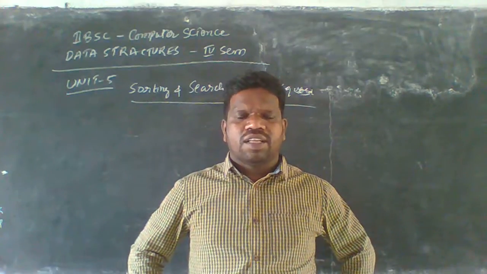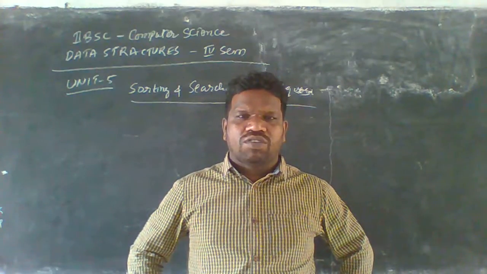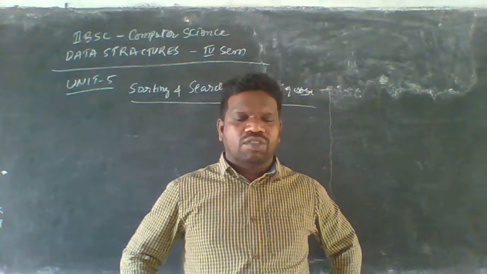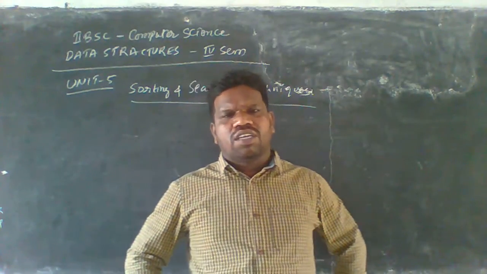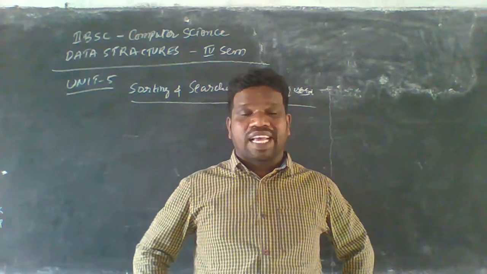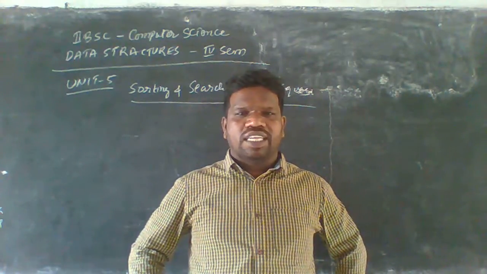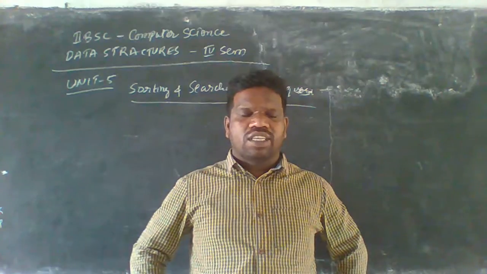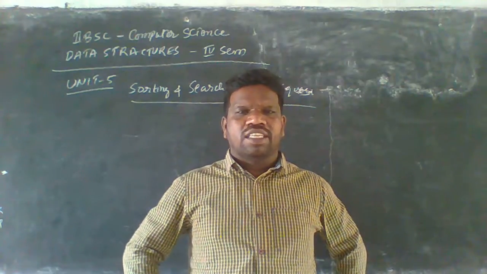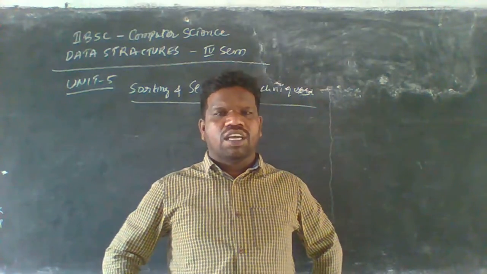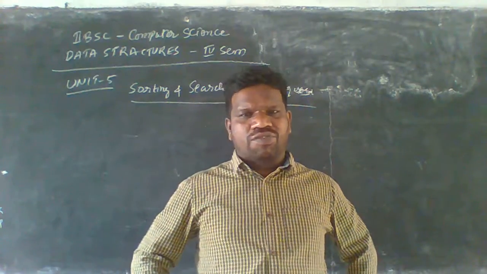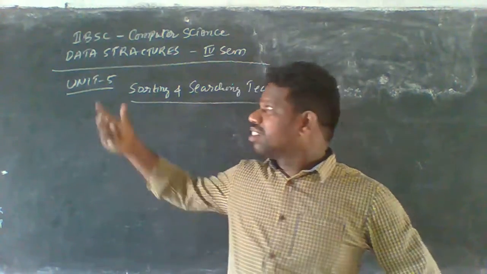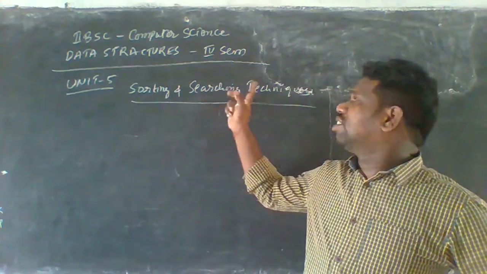The first unit is called Introduction to Data Structures, the second unit is called Data Structures, the third unit is Stacks and Queues, the fourth unit is called Trees, and the fifth is Graphs. In the previous session, we completed the fourth unit, and now I am going to enter into the fifth unit, which is named Sorting and Searching Techniques.